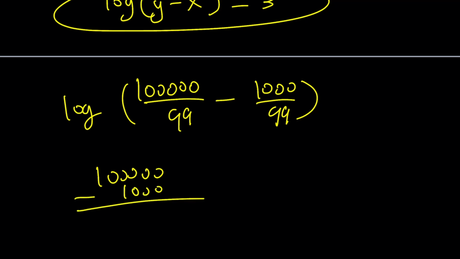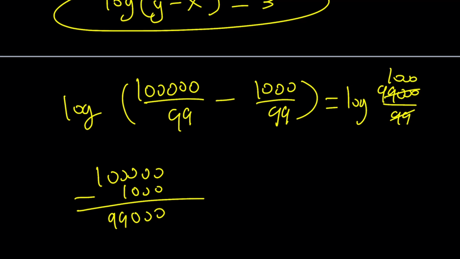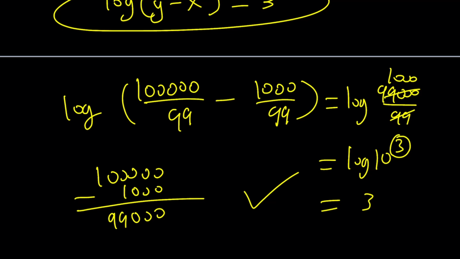Okay, if you subtract 1,000 from this number, what is 100,000 minus 1,000? Let's go ahead and subtract those. And you're going to get actually 99 with 3 zeros. And when you log it, it's going to be log of 99,000 divided by 99, which is going to give you 1,000. And of course, log of 1,000 is log 10 to the third, and that's equal to 3. So yes, that's going to work.